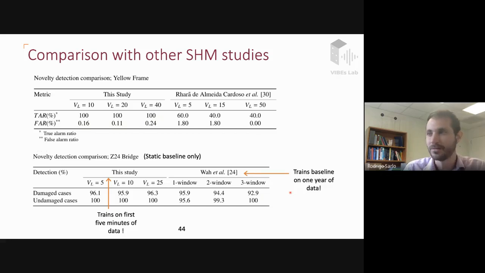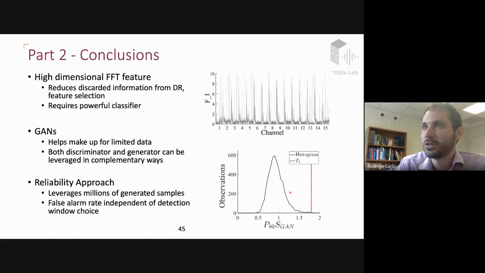We haven't yet adapted the framework to deal with severely changing environmental conditions, but still, I think showing that this works this well based on a very small amount of training data is supportive of the fact that the high dimensional features in combination with the GAN is an effective technique. And so just to conclude, the high dimensional features give us an ability to avoid limitations from dimensionality reduction, and seem to be a powerful classifier if you combine it with the GANs.